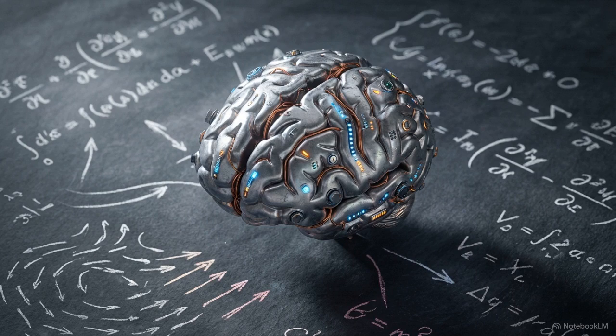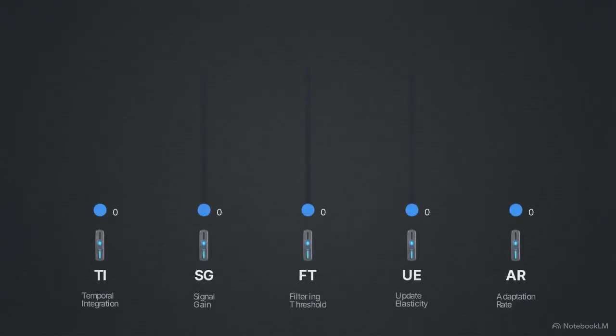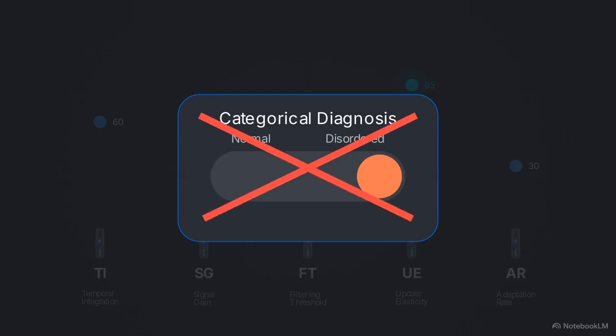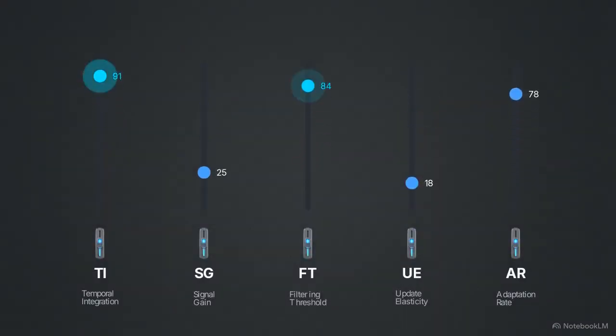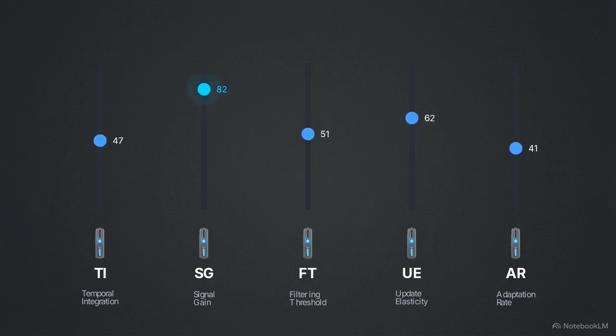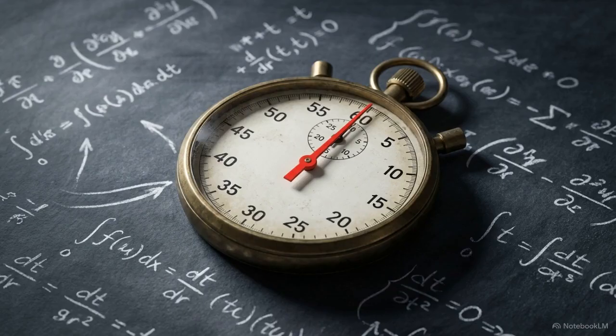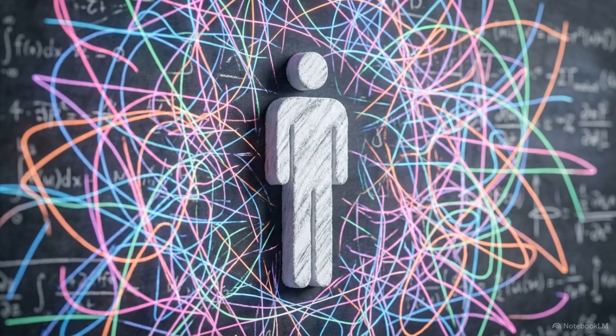Projected signals are processed by the brain's internal machinery, the receiver, modeled as a parameterized dynamical system. Every receiver is defined by 5 primitives: temporal integration, signal gain, filtering threshold, update elasticity, and adaptation rate. Rather than binary switches, these parameters operate as a continuous, tunable system. High temporal integration, or TI, allows an individual to deeply process and accumulate context over time. This frequently results in a delayed response time. High signal gain creates sensitivity to fine environmental details, though it also amplifies background noise.